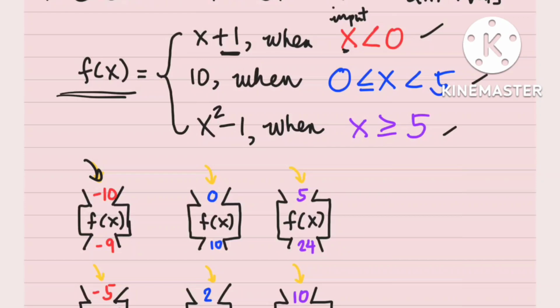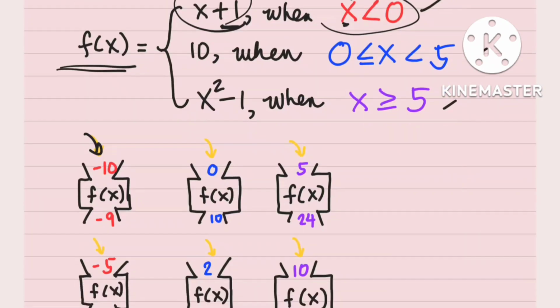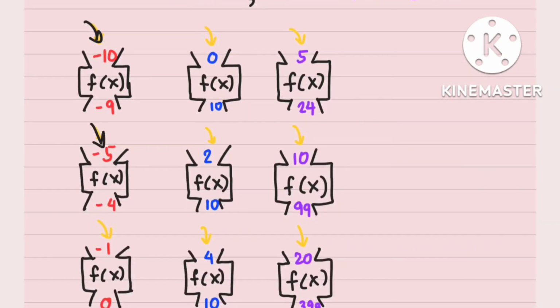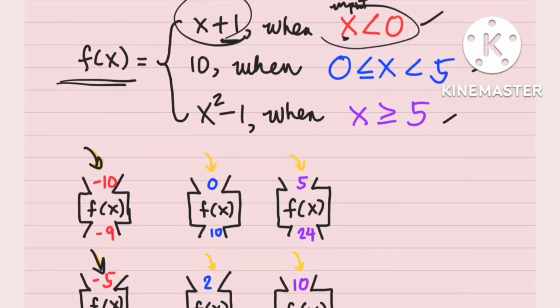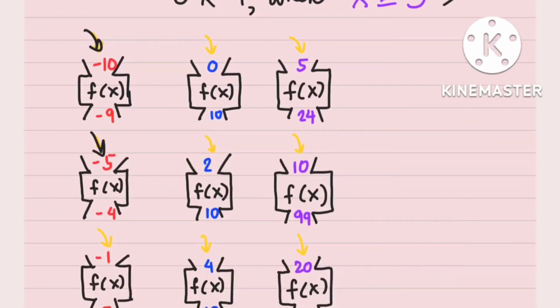to the function, what I will get is -9, because again, the number -10 is inside the interval x less than 0, hence I have to use this function rule, which says the number should be increased by 1. So if I input -5, which is again a number that is less than 0, the output will be -5 plus 1, which is equal to -4.